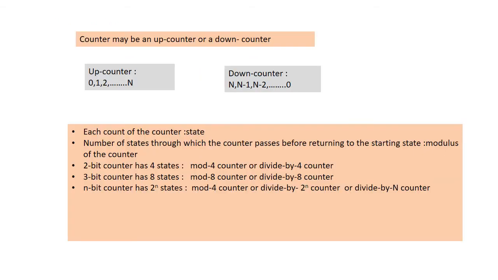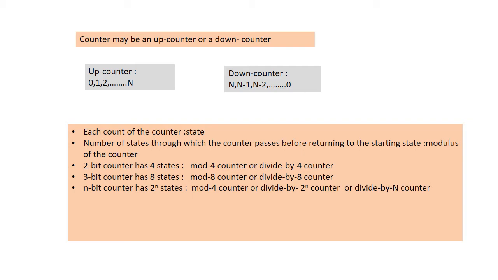A counter may be an up counter or a down counter. An up counter is a counter which counts in the upward direction, that is 0, 1, 2, 3, etc. up to n. A down counter is a counter which counts in the downward direction, that is n, n minus 1, n minus 2, etc. up to 0. Each of the counts of the counter is called the state of the counter.